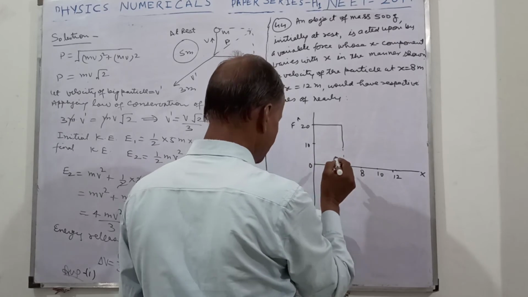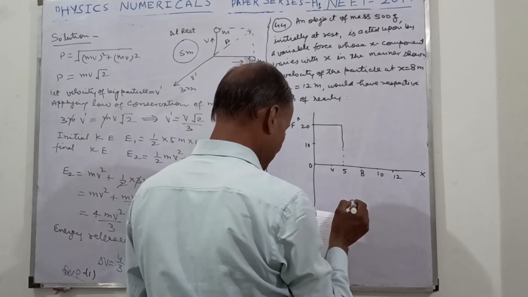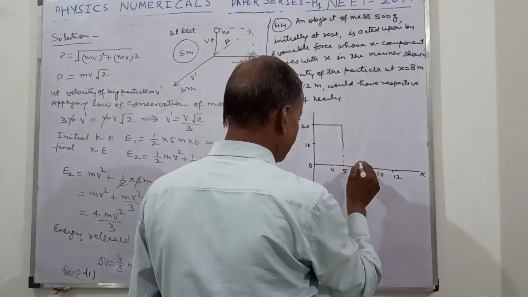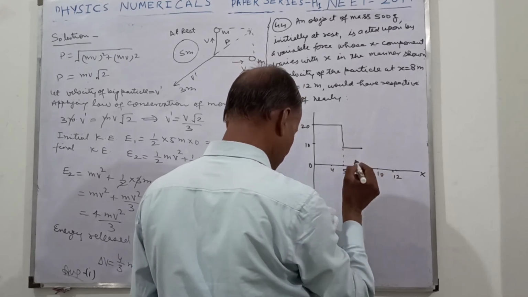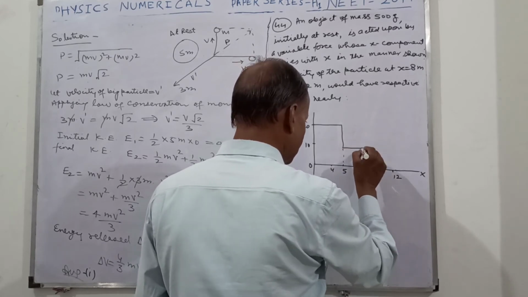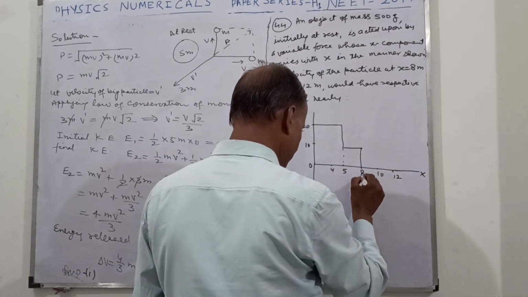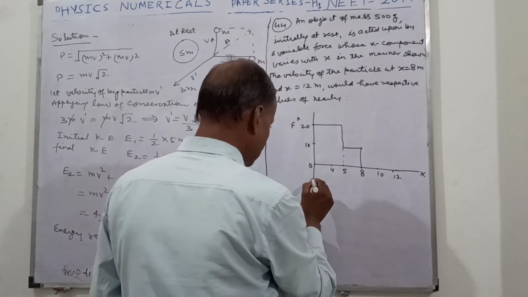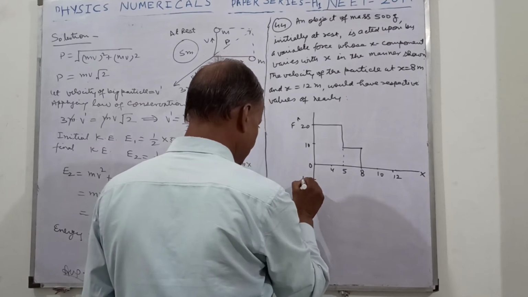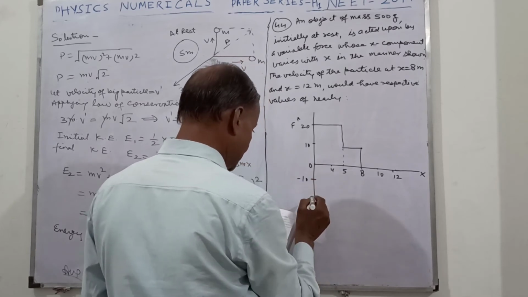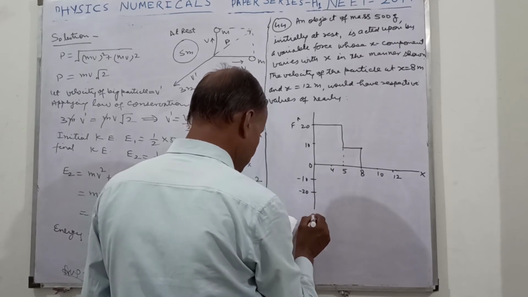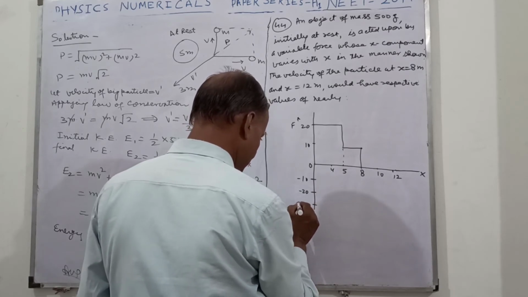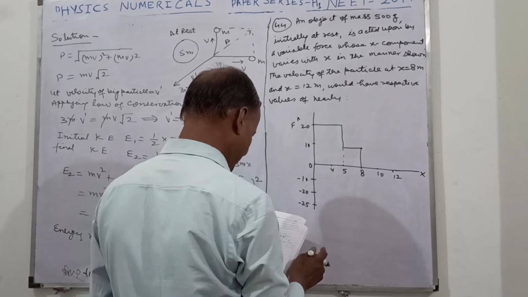This is like this, and then 8, this goes like this, then from 8 it is coming downward. Now then this is giving you 10, minus 10, this is your minus 20, this is giving you minus 25.